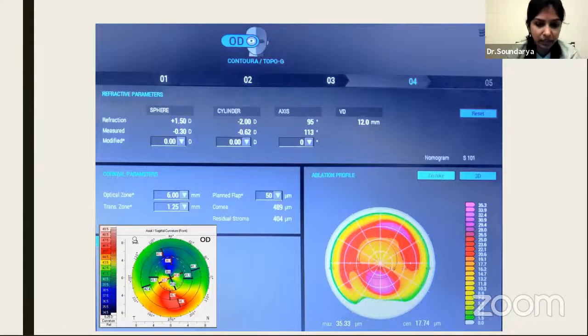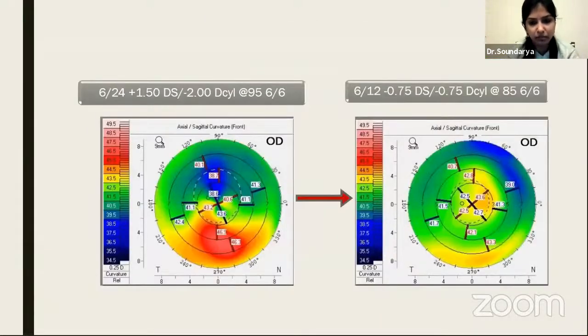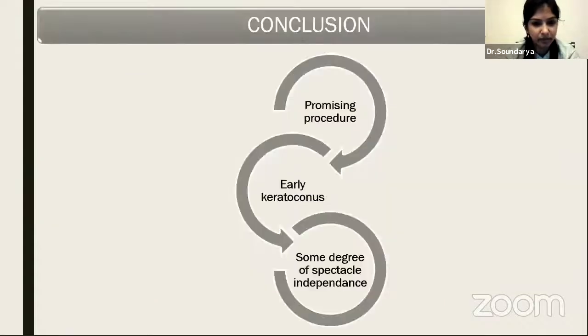So with a very highly irregular cornea, we had planned for a 2-stage procedure in this patient. So here we did just a topographic regularization, and the patient was doing very well. She had a UCVA of 6/24 prior to the procedure, which improved to 6/12, and she was left with a 0.75 sphere and cylinder, and she was planned for a second stage of a wavefront optimized PRK.